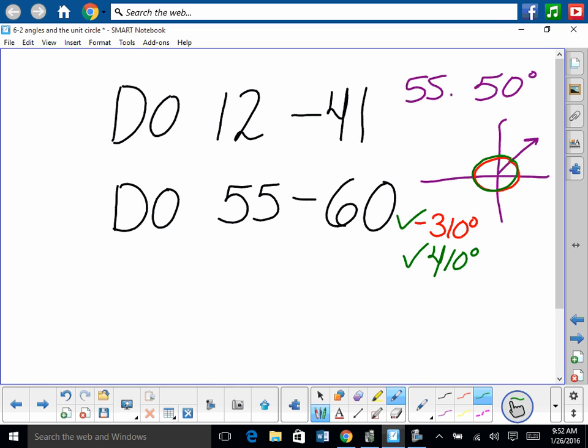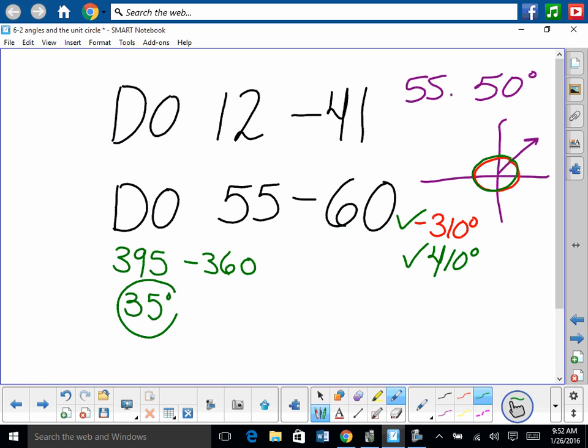So you have 395. And we want to know what's a positive coterminal angle, what's a negative. So 395 minus 360. What do you get? 35 degrees. Is that negative? No, but isn't that in the same spot?